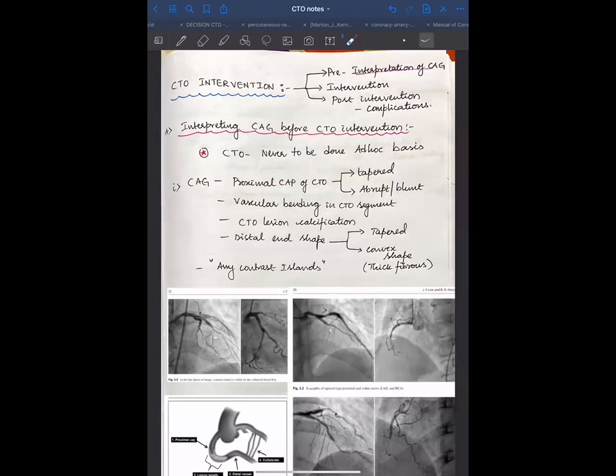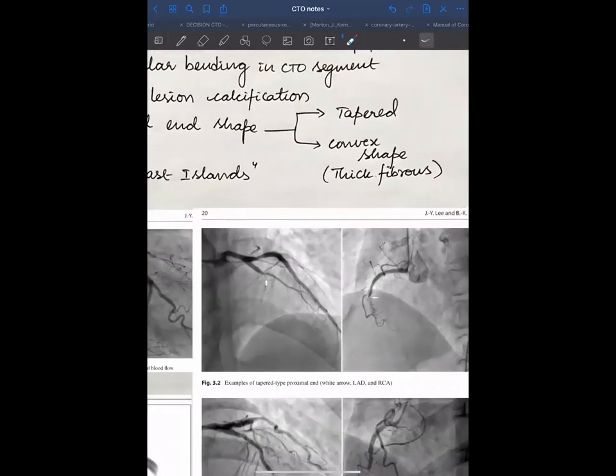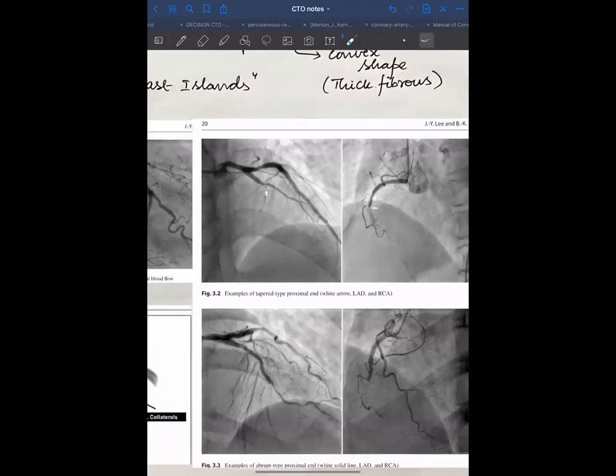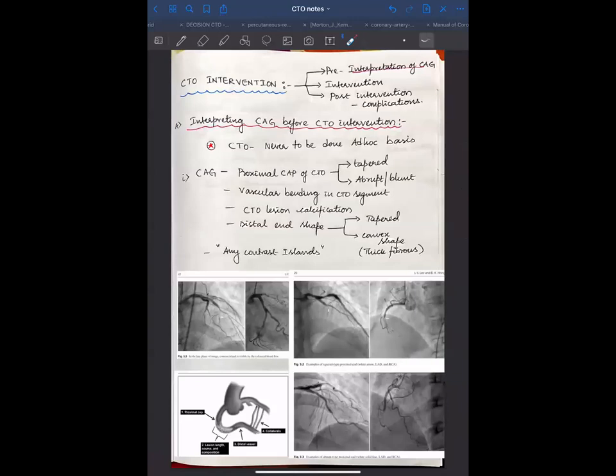The first thing we look at is the proximal cap of the CTO, to see if there is a tapered end or an abrupt, blunt proximal cap. These are the two types of cap I have mentioned. We would all have seen these kinds of angiograms, where here we can see a beak into the CTO segment, and here it is a blunt cutoff. That kind of detail should be paid attention to.